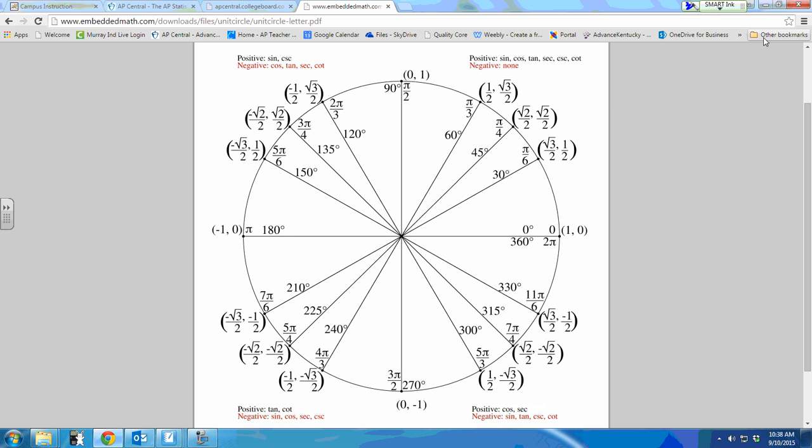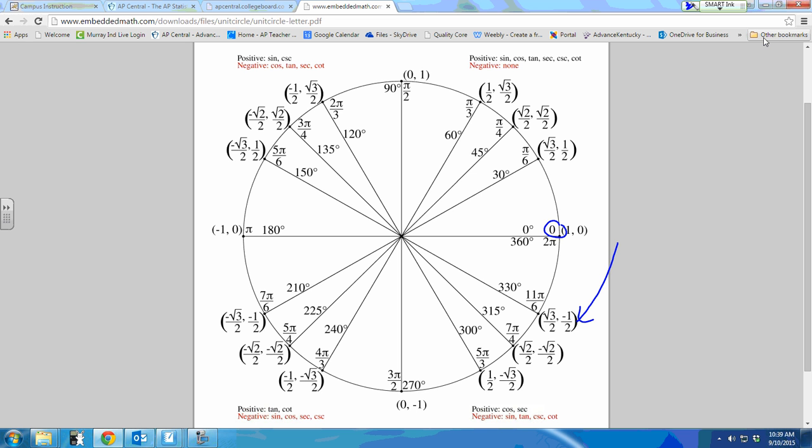So I need to figure out what is happening at negative 9 pi over 2. We're going to start at 0, and we're just going to count and keep going. If we're going negative, that means we're going this direction. And again, each quarter is pi over 2. So I'm going to start counting.